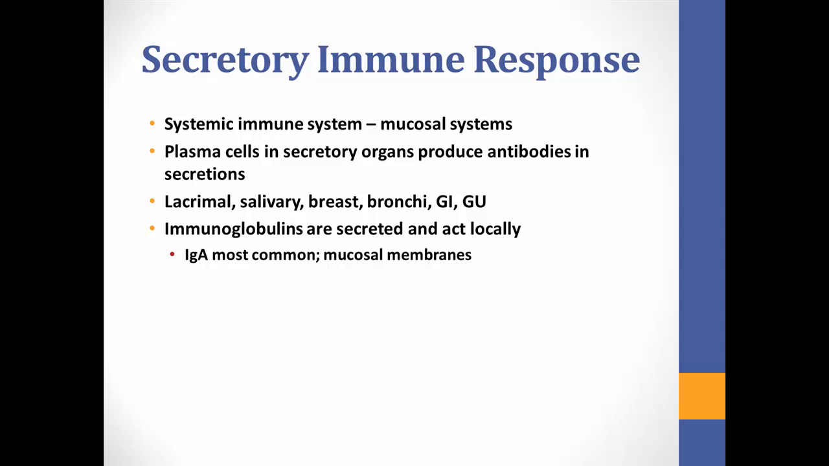So when we think about those secretory organs that have the ability to place antibody in their secretions, you think about our tear ducts, our salivary glands, the breasts. The breast tissue is a secretory organ. The bronchi, the GI, and the GU tract mucous membranes. Specifically, what we look at are immunoglobulins, and these immunoglobulins are secreted locally as well as act locally. IgA is the most common of the immunoglobulins that we frequently think about, and generally that's in relationship to breast milk.